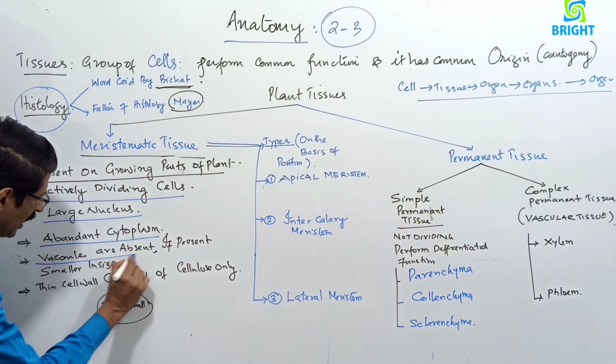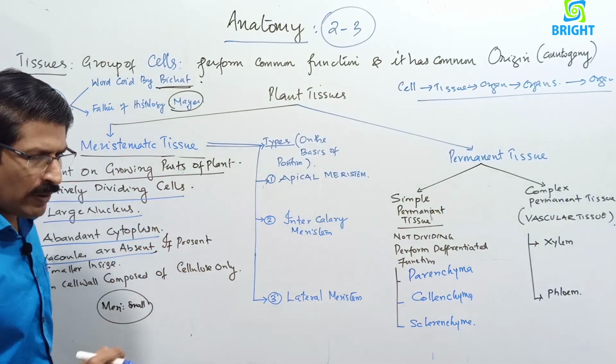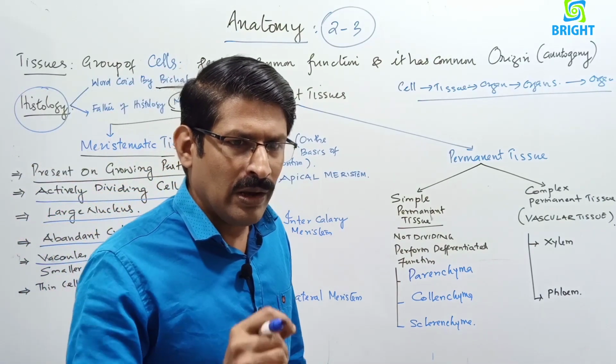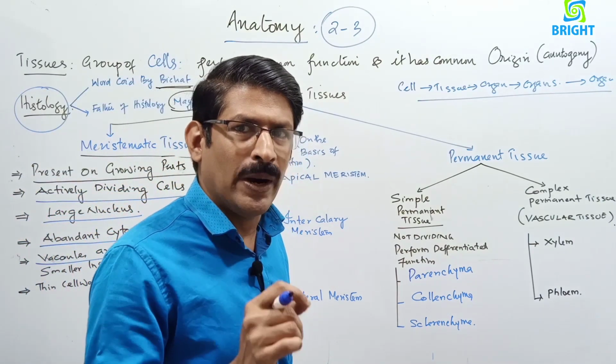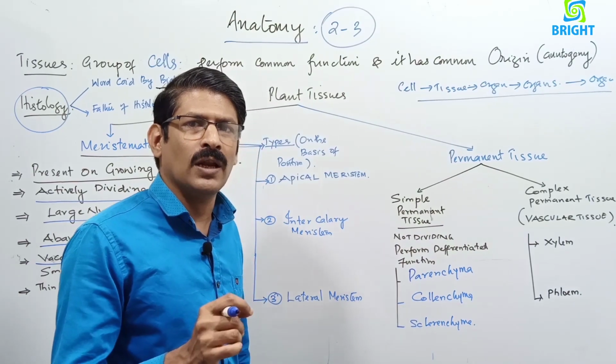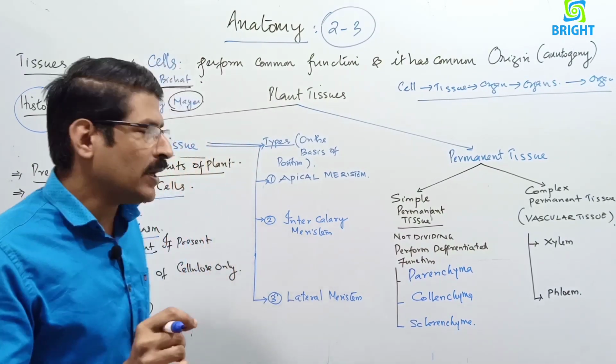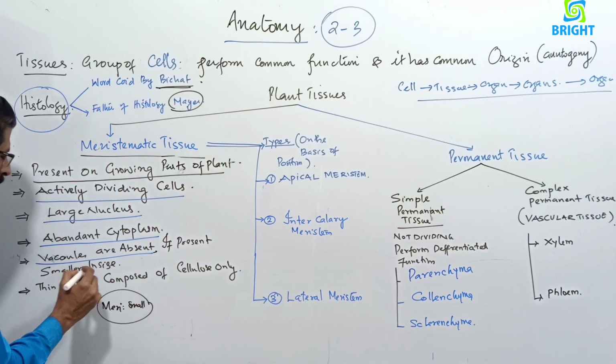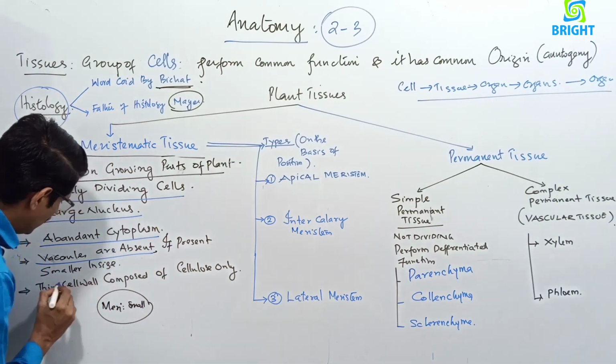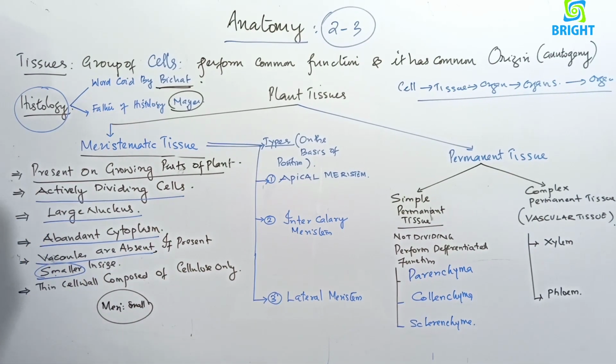Then the vacuoles are absent. We know that a mature plant cell has a large vacuole. About 90% of the total volume of the cell is occupied by the vacuole. But in the case of meristematic tissue, vacuoles are absent. If present, they are smaller in size.